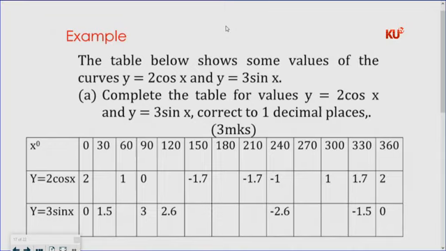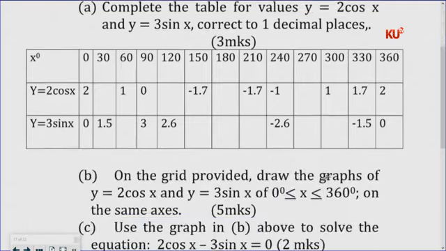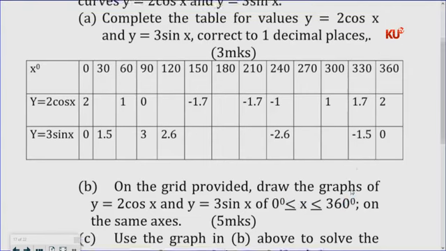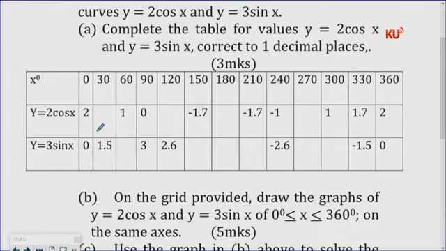So let's quickly fill this particular table. Here now you need to have your calculator. You need to have your calculator. These are all degrees, 90 degrees, 120, up to the last degree, which is 360 degrees. We are using 0 to 360 because that is the range that was given, 0 degrees to 360 degrees. So let's work out this, learner. Let's work out these. And we can start with the first one, 2 cos x.